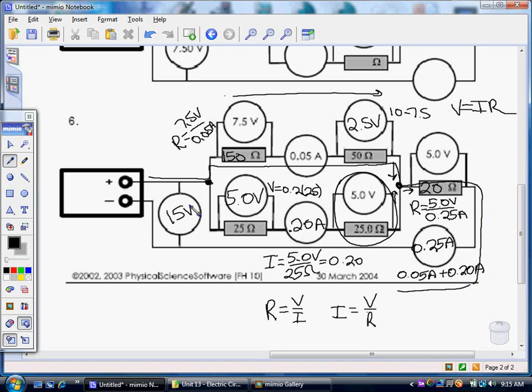Just to double check your answer, if it took the bottom path of the parallel circuit, it would go across 5 volts for the first resistor, 5 volts for the second resistor, total of 10 volts, plus 5 volts for the series at the end. And that completes it.